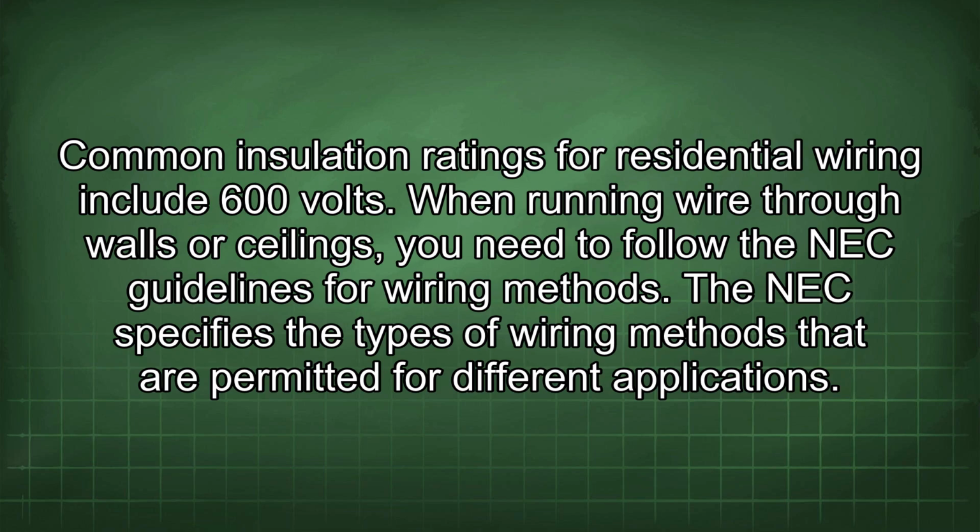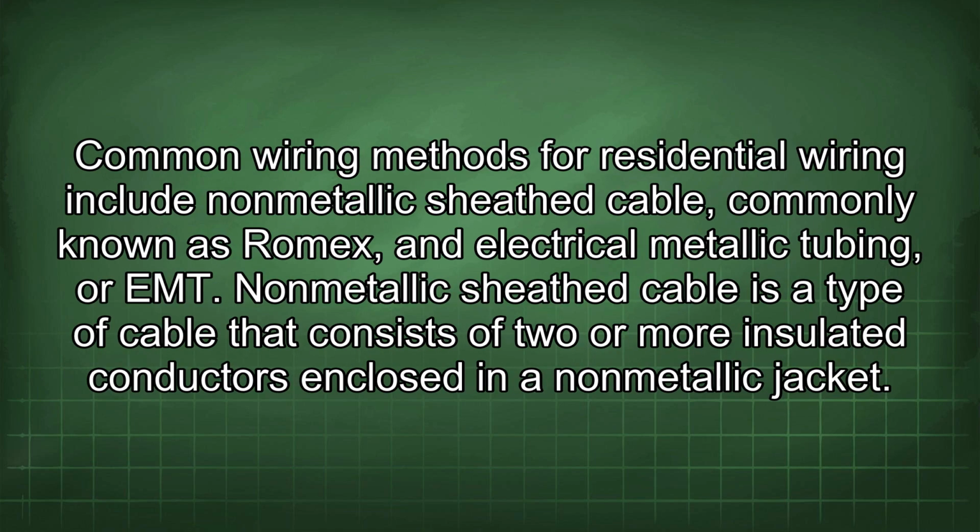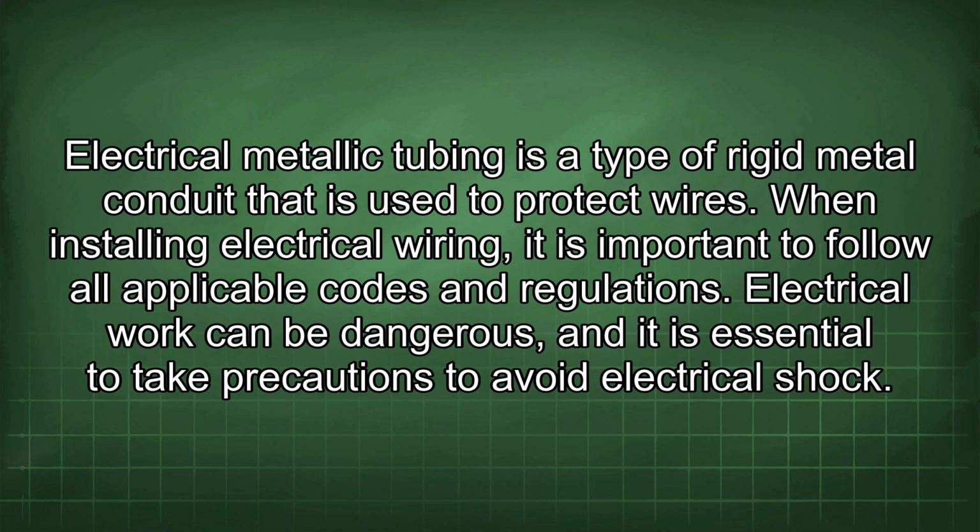When running wire through walls or ceilings, you need to follow the NEC guidelines for wiring methods. The NEC specifies the types of wiring methods that are permitted for different applications. Common wiring methods for residential wiring include non-metallic sheathed cable, commonly known as Romex, and electrical metallic tubing, or EMT. Non-metallic sheathed cable is a type of cable that consists of 2 or more insulated conductors enclosed in a non-metallic jacket. Electrical metallic tubing is a type of rigid metal conduit that is used to protect wires.